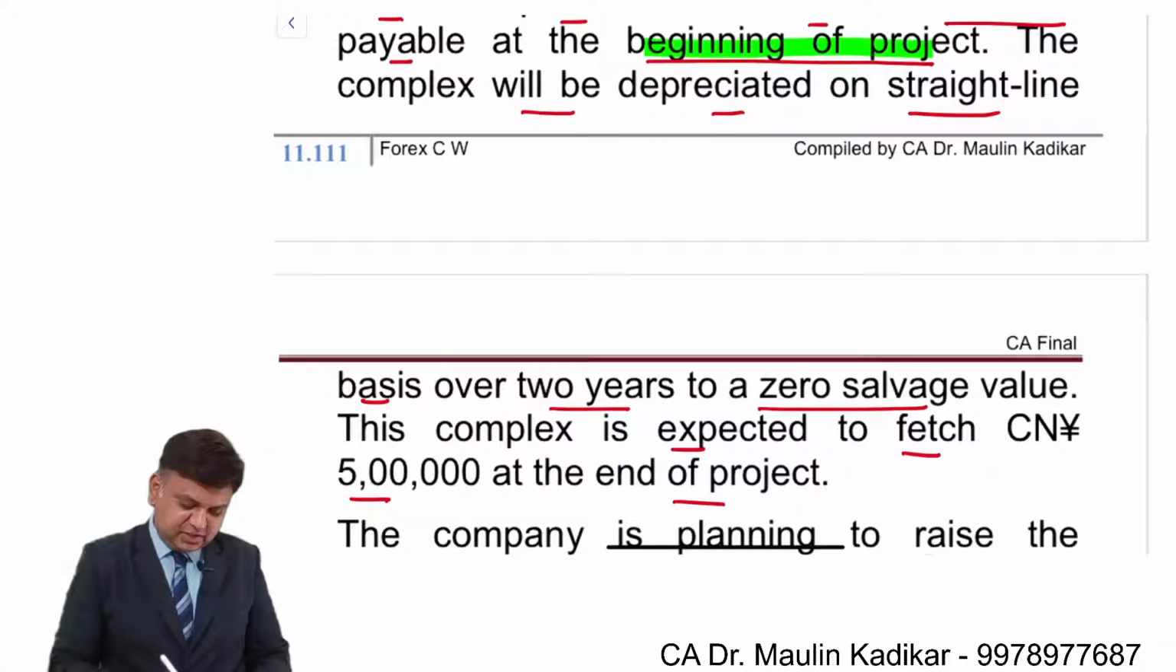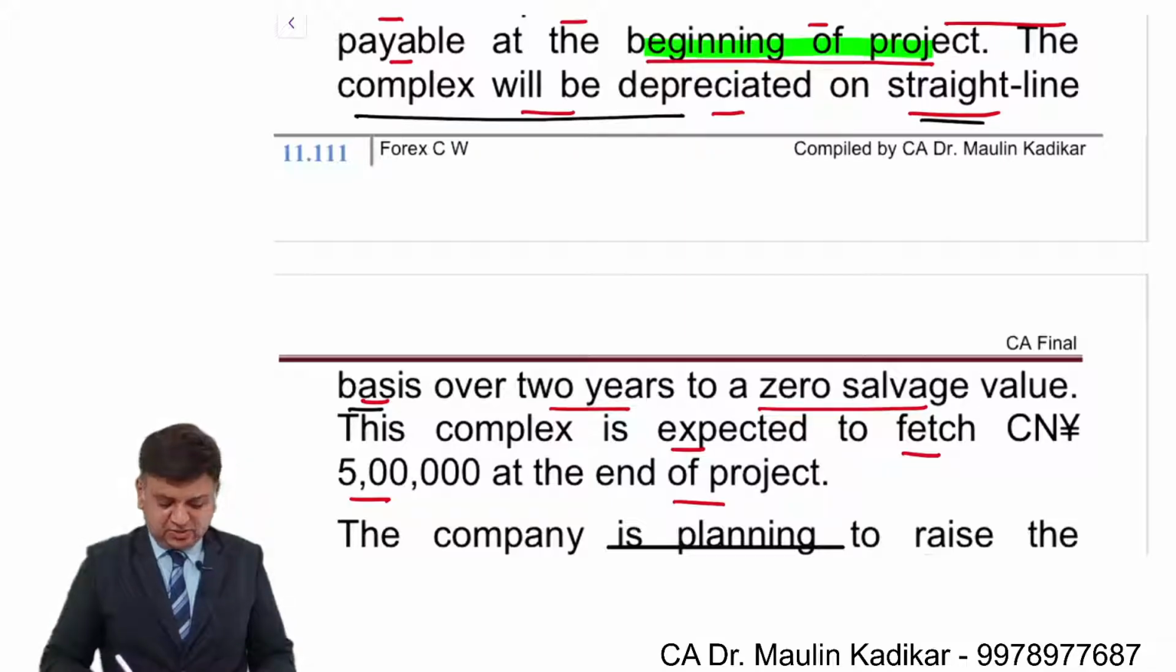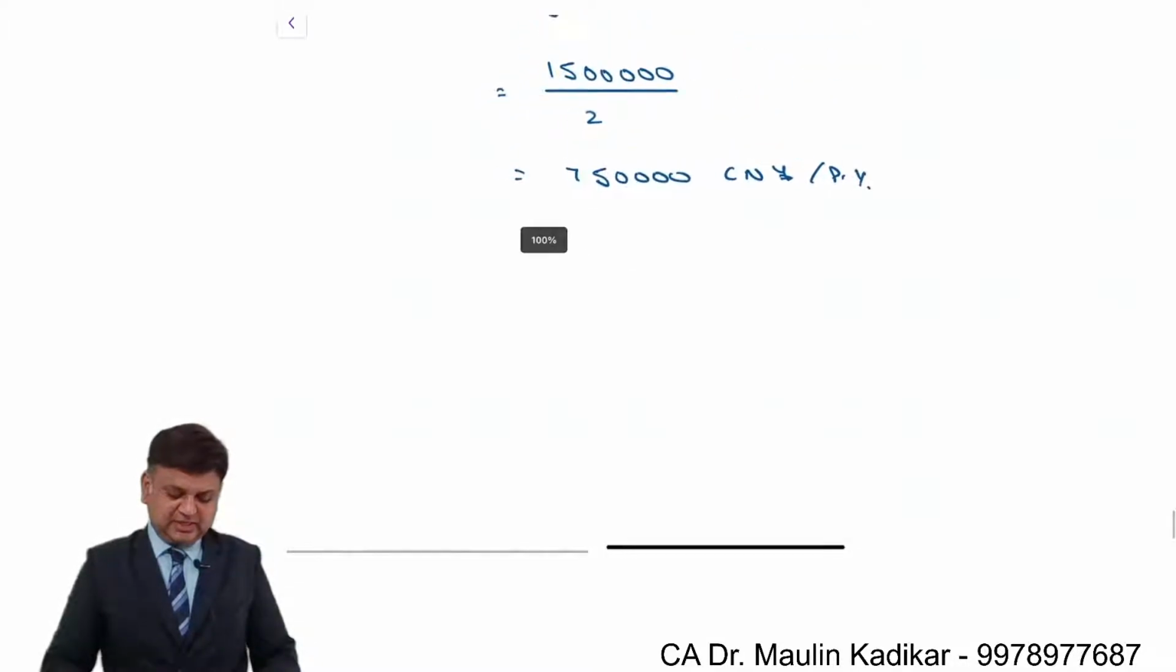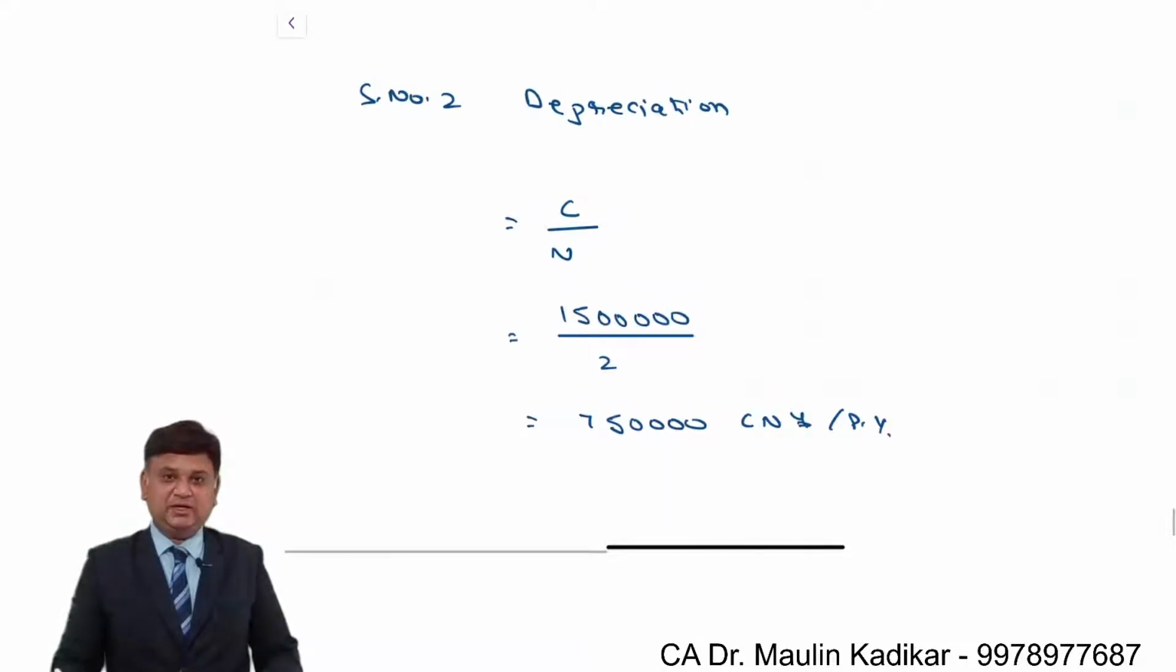It has been given that the complex will be depreciated on straight line method basis over 2 years at 0 salvage value. So we understand that the entire cost is required to be written off, and the cost divided by number of years, that is the way we are required to compute the depreciation.